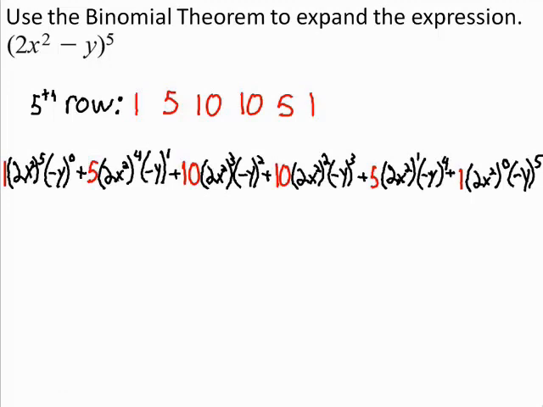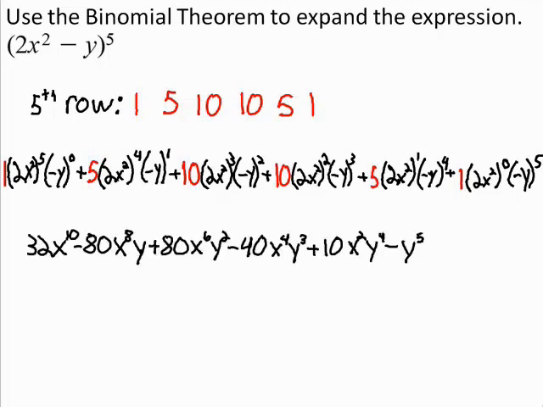1 times (2x squared) to the 5th power times (negative y) to the 0th power, plus 5 times (2x squared) to the 4th power times (negative y) to the 1st power, plus 10 times (2x squared) cubed times (negative y) squared, plus 10 times (2x squared) squared times (negative y) cubed, plus 5 times (2x squared) to the 1st power times (negative y) to the 4th power, plus 1 times (2x squared) to the 0th power times (negative y) to the 5th power. The power the 2x squared is raised to decreases by 1 each time, and the power the negative y is raised to increases by 1 each time.